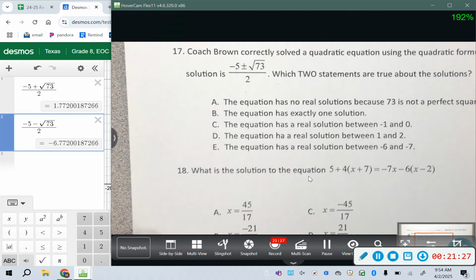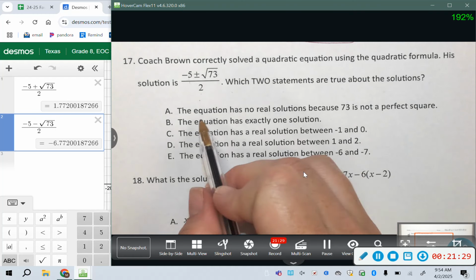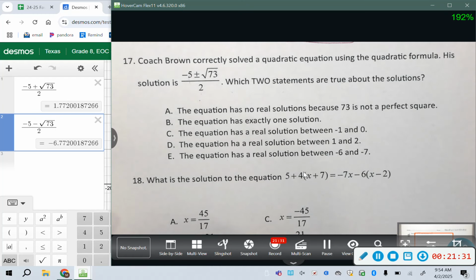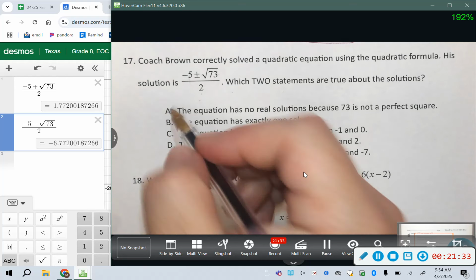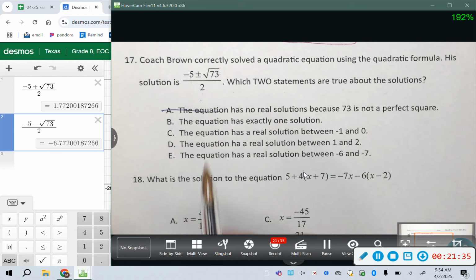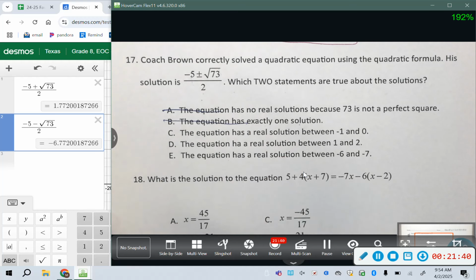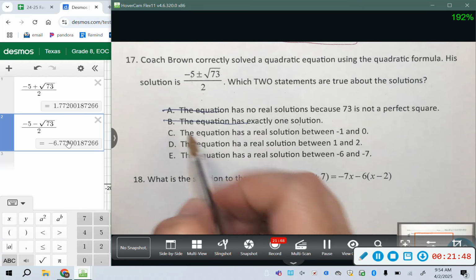So looking at those, I'm going to answer my question. It says the equation has no real solutions. Well, positive 1.7 and negative 6.7 are real answers, so that's not true. The equation has exactly one solution. Well, again, I see 2, so that's wrong. The equation has a real solution between the numbers -1 and 0. So my negative answer is this one, and that's not between -1 and 0, so that's wrong.